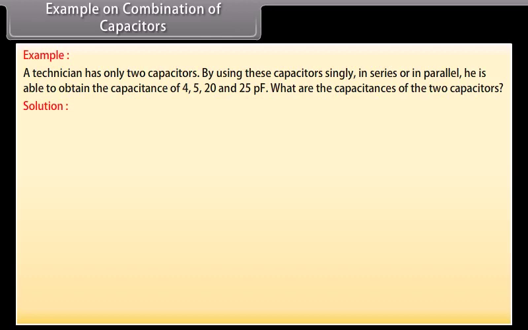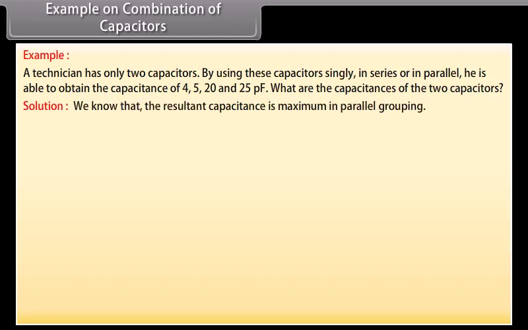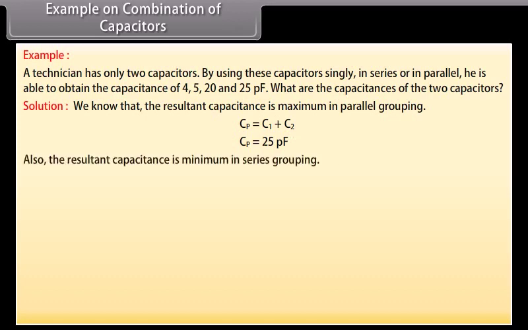Let's see the solution. We know that the resultant capacitance is maximum in parallel grouping. Cp is equal to C1 plus C2, or Cp is equal to 25 picofarad. Also, the resultant capacitance is minimum in series grouping. Reciprocal of Cs is equal to 1 upon C1 plus 1 upon C2, or Cs is equal to 4 picofarad.